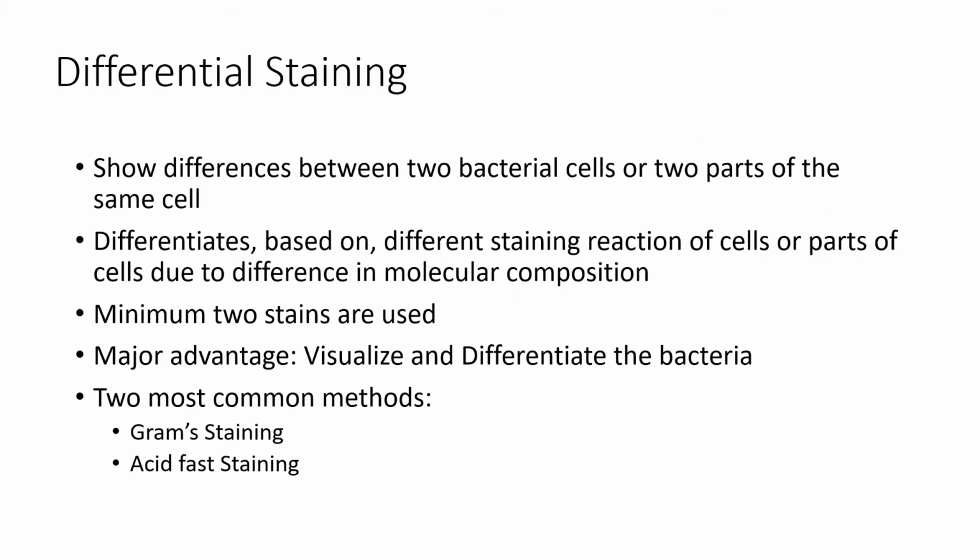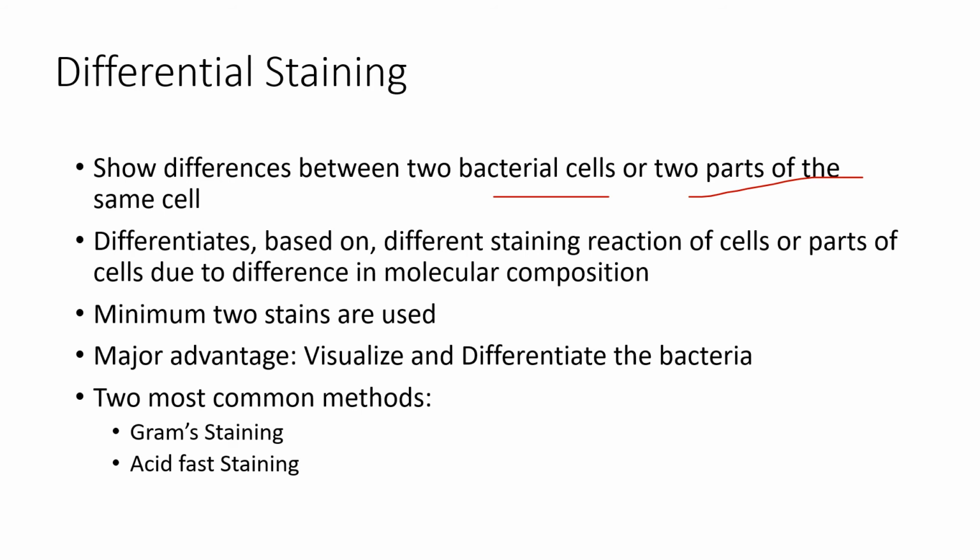Finally, we have differential staining. Differential staining is the second type of staining under positive staining, and it is differential because it differentiates two bacterial cells or two parts of the cells on the same slide. It differentiates on the basis of different staining reactions, that is, how a cell or a part of a cell responds to a stain. They respond differently because of their different molecular composition. I hope it's clear that it helps us differentiate two bacterial cells or any two parts of cells on the same slide.